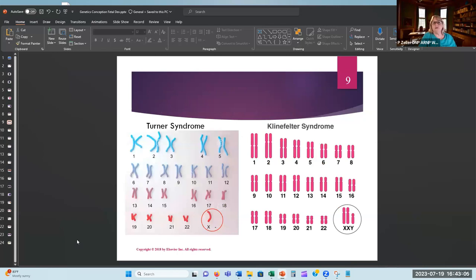So these are the karyotypes for Turner, which is a monosomy, and for Klinefelter, which is a trisomy. And you can see the monosomy female with Turner only has one X chromosome instead of two. And on the right, Klinefelter has two X's and a Y. So you can see why a man with Klinefelter's would be a little effeminate, okay? Metabolism like a woman, some characteristics like a woman.